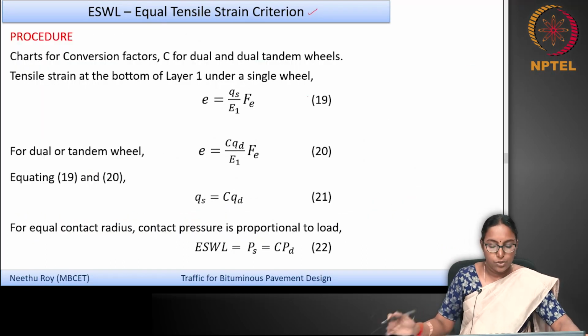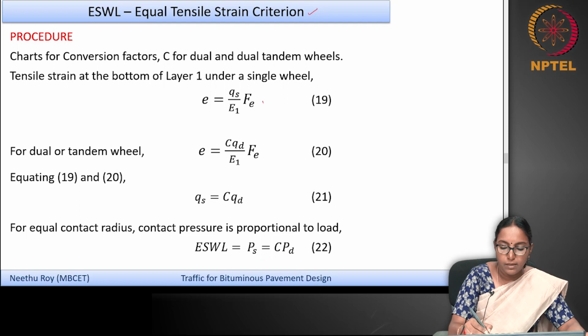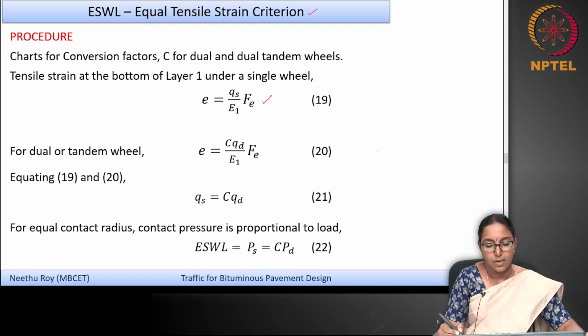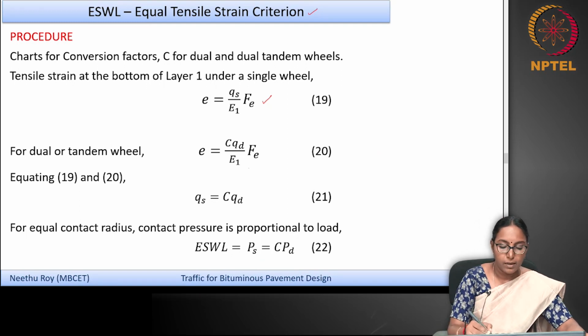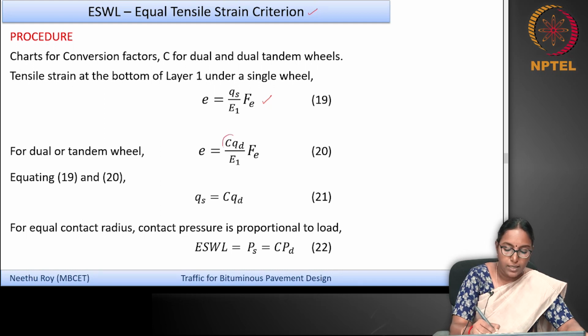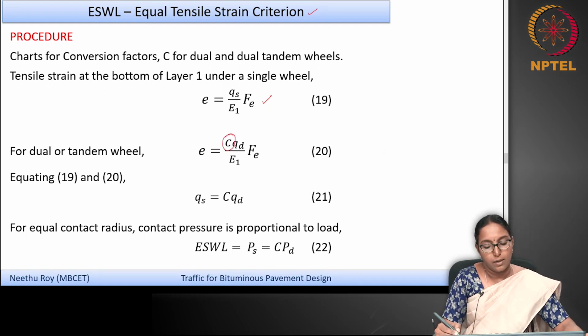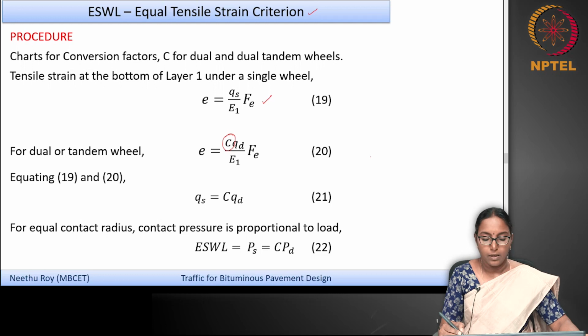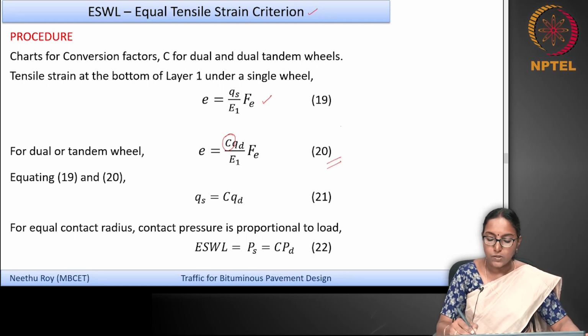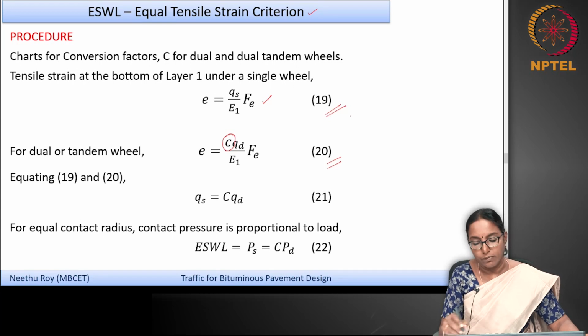Okay, so as I mentioned, for the single wheel, the strain is computed as e is equal to q by E1 into the strain factor Fe, and for dual or tandem wheels, you find the conversion factor C from the chart and multiply it with the other factor to get the tensile strain. Okay, now equating, so these are the two expressions to find the tensile strain due to a single wheel and a dual wheel.